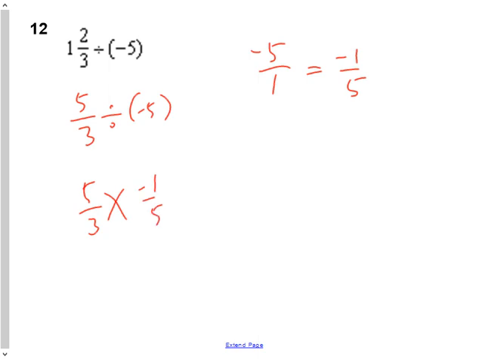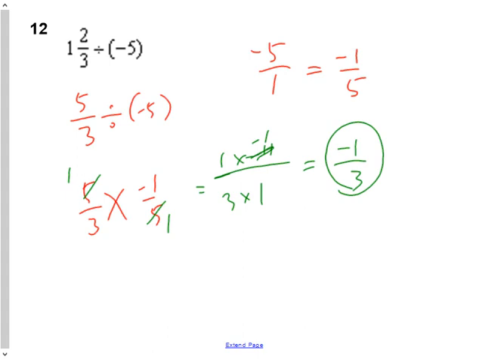Look for cross reduction if you can, because now we're multiplying, and multiplying is the only time you can do cross reduction. 5 over 5 will give me a 1 over 1. So when I multiply the numerators, 1 times negative 1, over 3 times 1, negative 1 over 3 is your answer. If you didn't cross reduce, you got negative 5 over 15, and then you reduced by dividing by 5. Either way, you still ended up with negative 1 third.